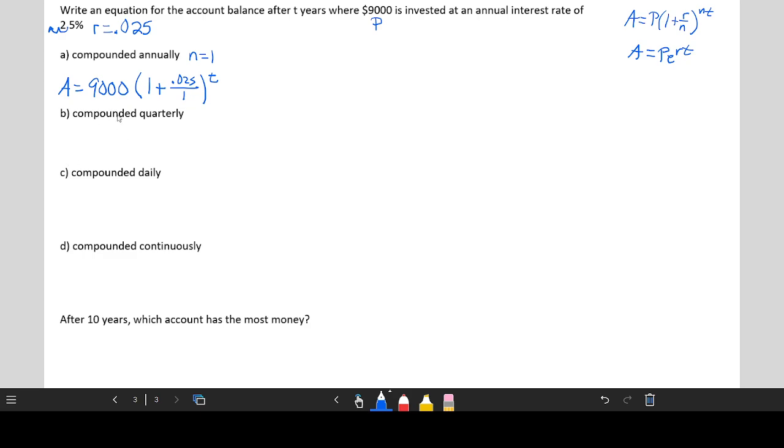All right, for the next one, it says it's compounded quarterly. Quarterly means 4 times per year. So this is going to be the same, except n is 4. Same value of P, same value of R, but n is 4. And that value of n shows up twice. So it's the denominator underneath the rate, and then in the exponent it's n times t. All right, compounded daily. We're going to use 365 for the number of days in a year.